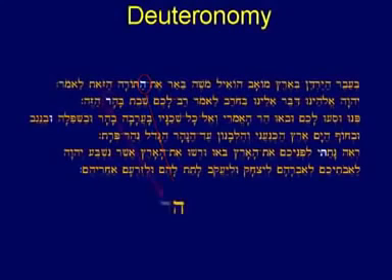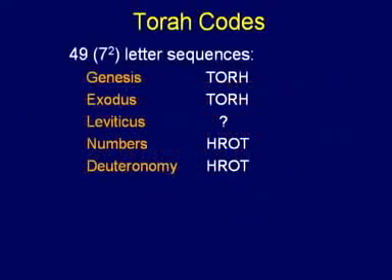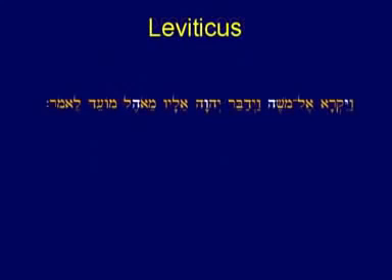You go to Deuteronomy, and essentially the same equivalent thing happens, and now you're puzzled because you've got it forward, forward, backward, backward. Can't resist going back to Leviticus and looking at Leviticus more closely. We have 49, that's 7 squared, letter sequences. Torah, Torah, forward in Genesis, Exodus, backwards in Numbers and Deuteronomy. Well, if you look at Leviticus, you discover that every 7th letter spells the unpronounceable name of God.